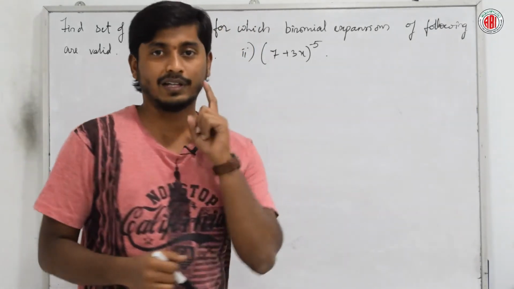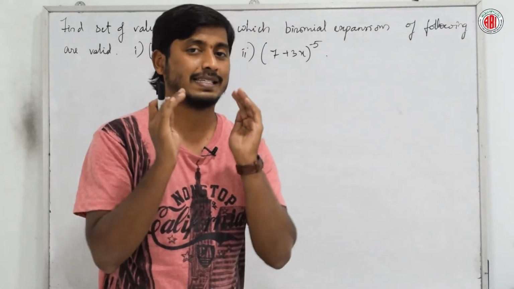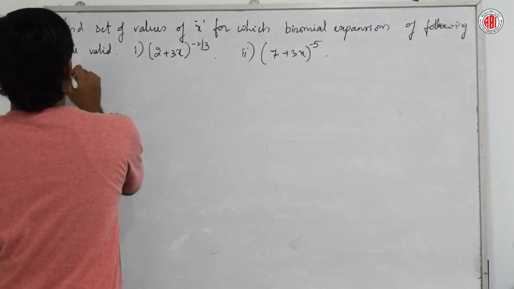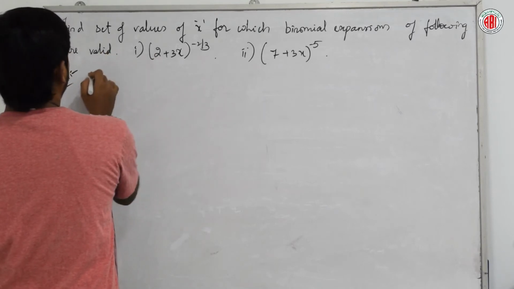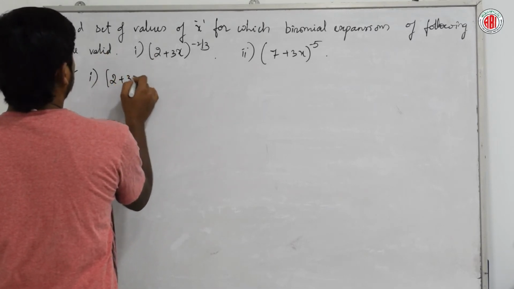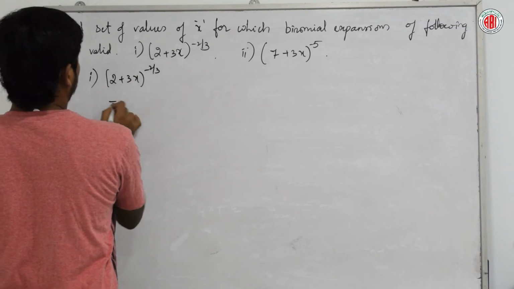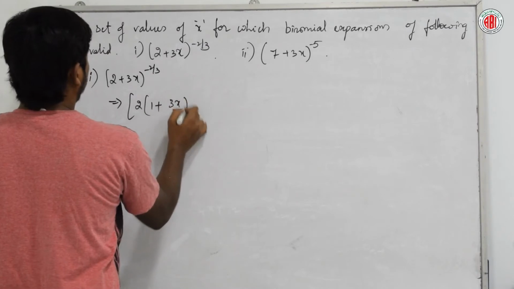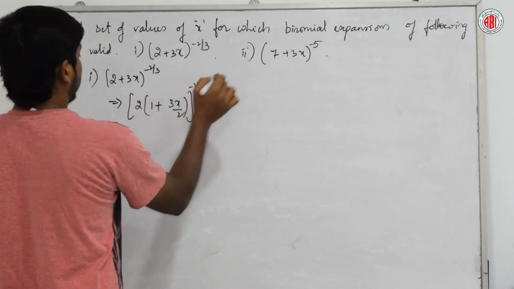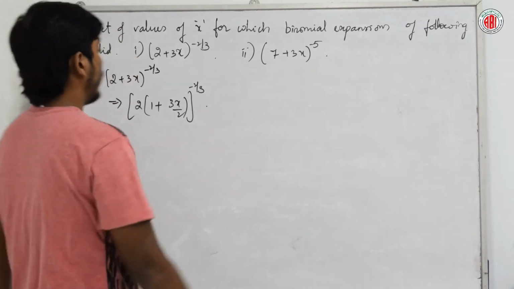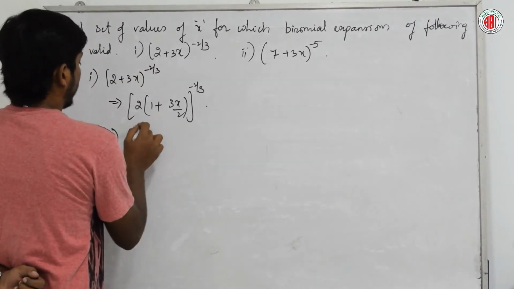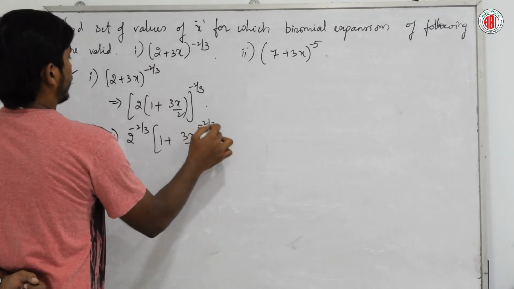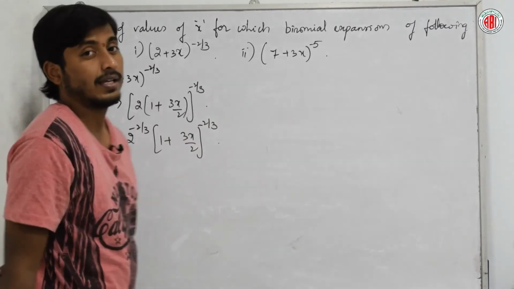First, see here. Remember, we always have the expansion of 1 plus x, right? Now let me do it like this. Let us take 2 common, 2 plus 3x whole power minus 2 by 3, we may say. Let us take 2 common, that will be like 1 plus 3x by 2 whole power minus 2 by 3, right? So how does it behave? 2 power minus 2 by 3 into 1 plus 3x by 2 whole power minus 2 by 3. What is this? 3x plus 2.